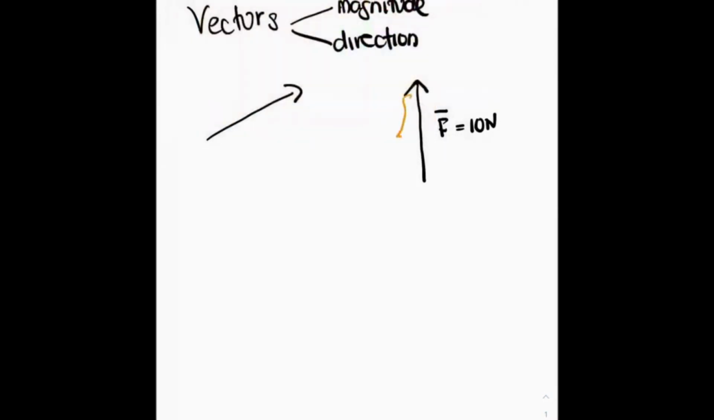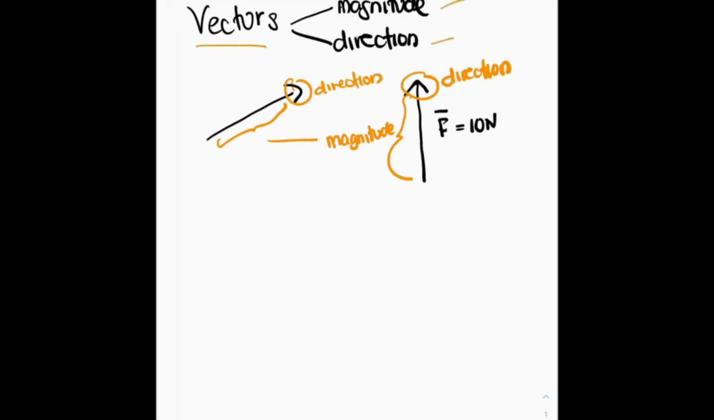So this length of the arrow represents the magnitude, and the head of the arrow represents the direction of our vector. Same case here, this is my magnitude and this is my direction. So the vector that we learned has both magnitude and direction can be represented by just an arrow which has the magnitude and also direction.